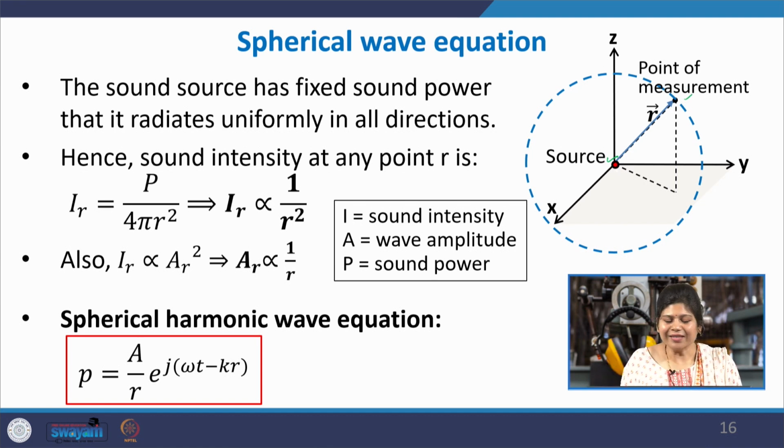We know that the intensity at r should be power divided by the surface area over which it is being measured. Here we have taken a sphere, so the surface area becomes 4 pi r square. So this intensity is inversely proportional to r square, and because the intensity is directly proportional to the amplitude square, the amplitude becomes inversely proportional to the radius.